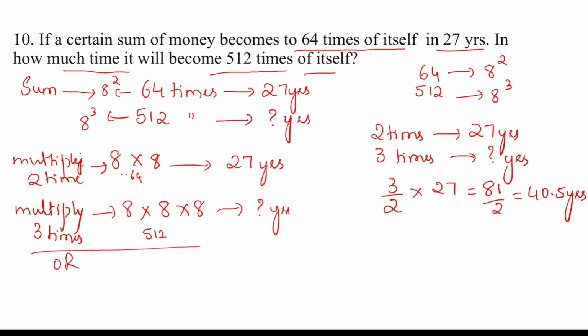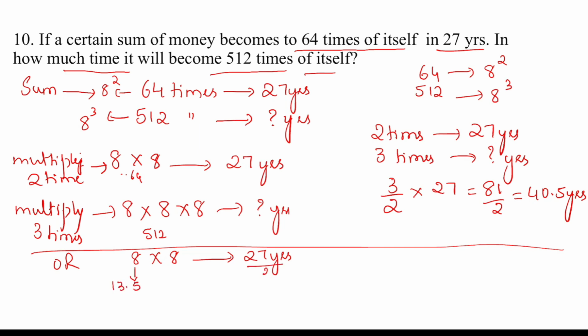One more way we can see. Now, see here, 8 into 8 is becoming in 27 years, isn't it? That means 27 we are breaking into 2, so in 13.5 years it gets multiplied 8 times. And again to become 8 times it is taking 13.5 years, isn't it?